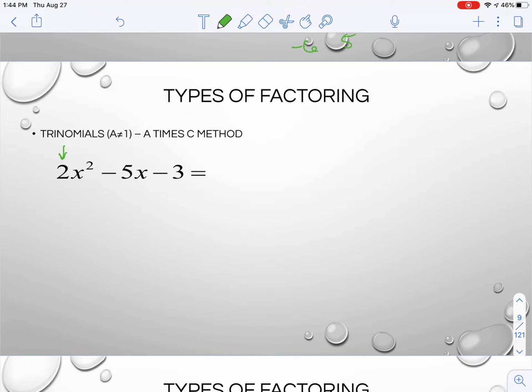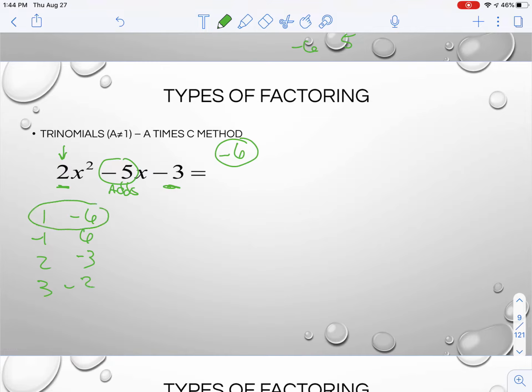Okay, so you're going to multiply your a times your c to get a negative 6. So we have to figure out what multiplies to give me negative 6 but adds to give me a negative 5. So we can still look at our products here. 1 and negative 6, negative 1, positive 6, 2, negative 3, 3, negative 2. Okay, which one adds to give me negative 5? It's actually the first one.